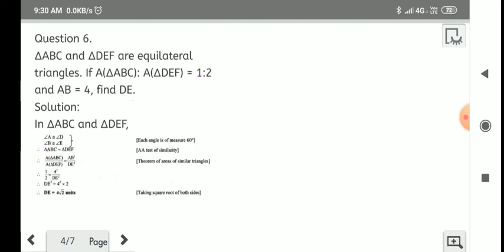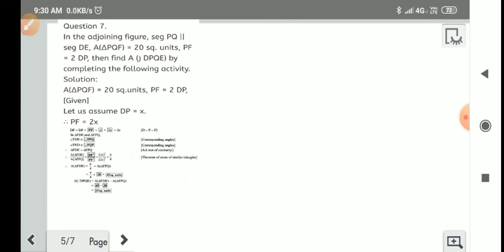Okay. Then the last question is there from this practice set. So solve this question on your own. Last question of this practice set, question number 7. So try to solve. The question is activity based, so you have to complete the blank places and you have to remember the theorem of areas of similar triangles. So this question is for homework.